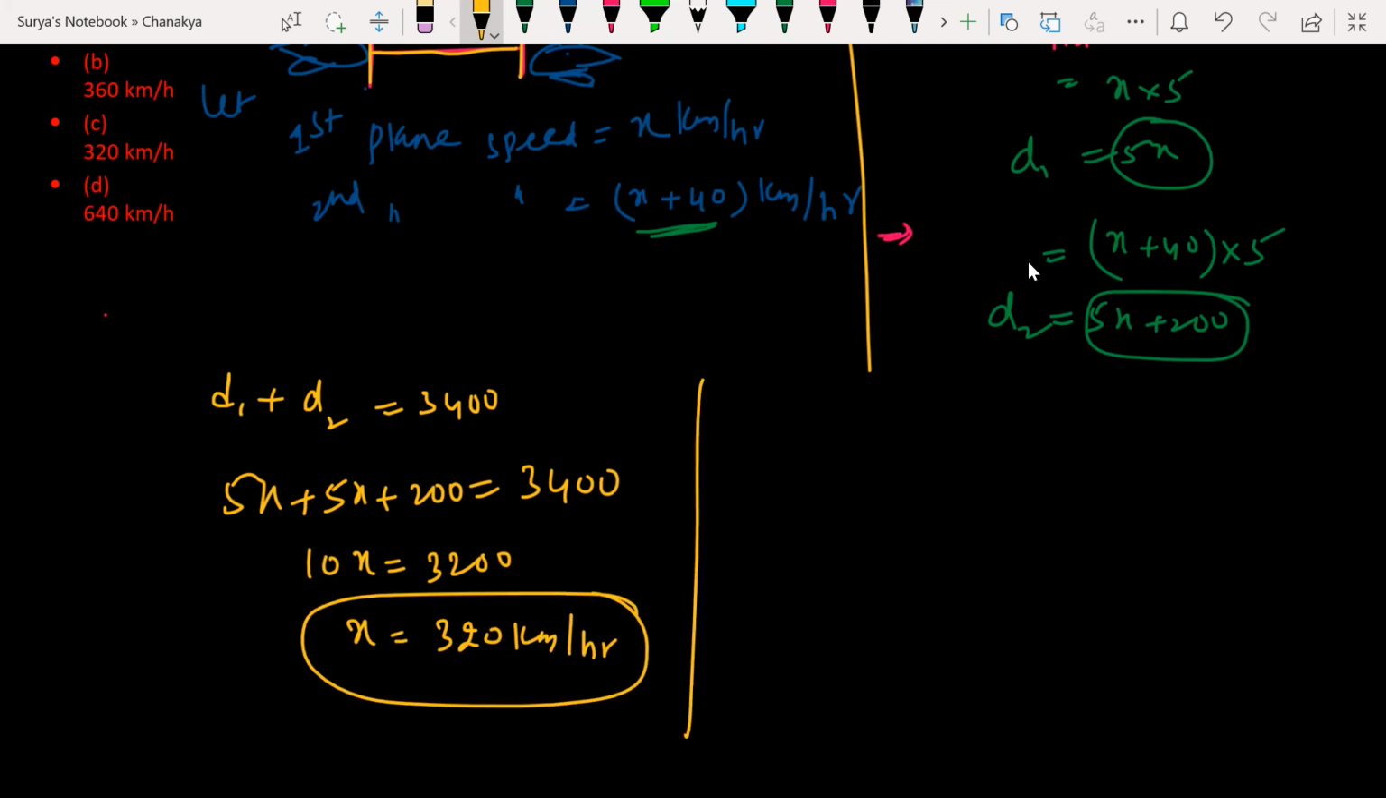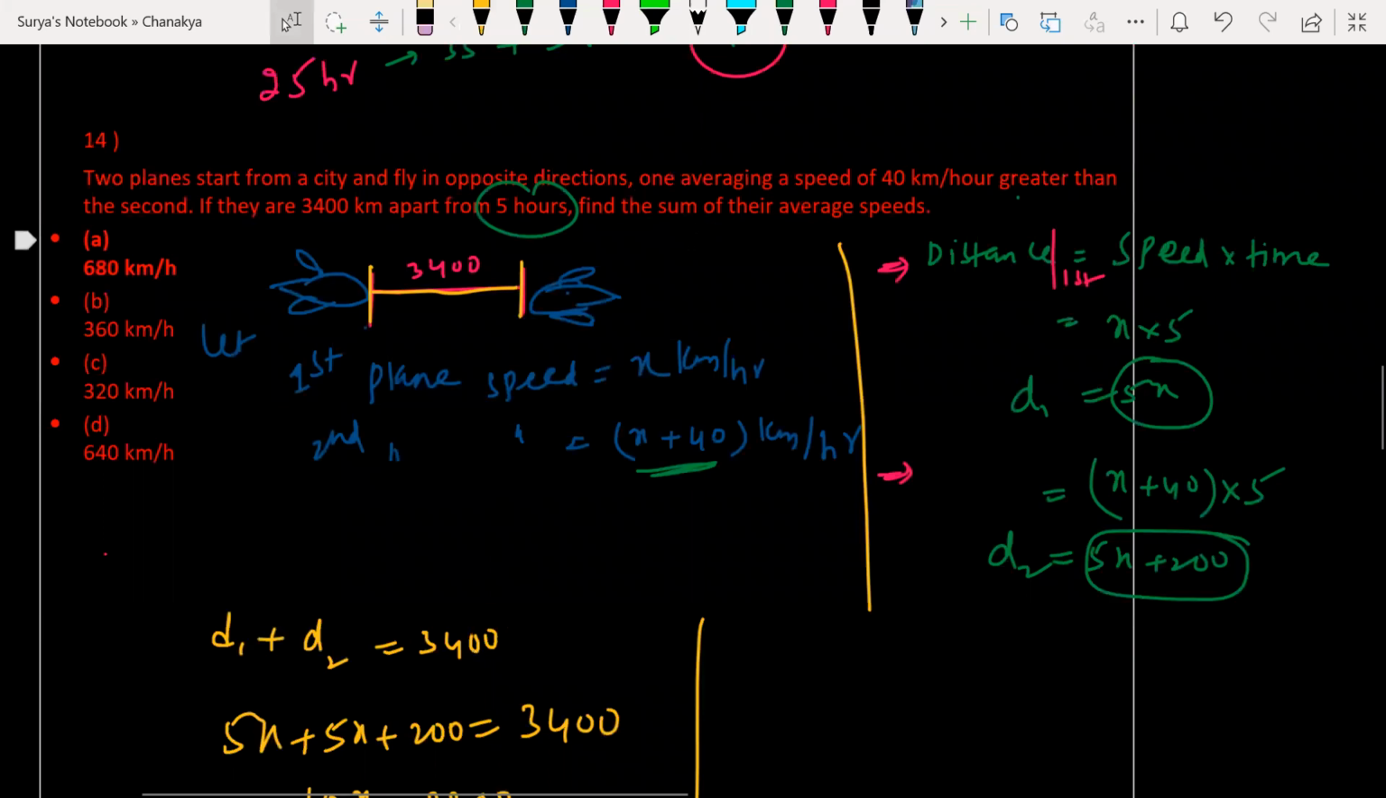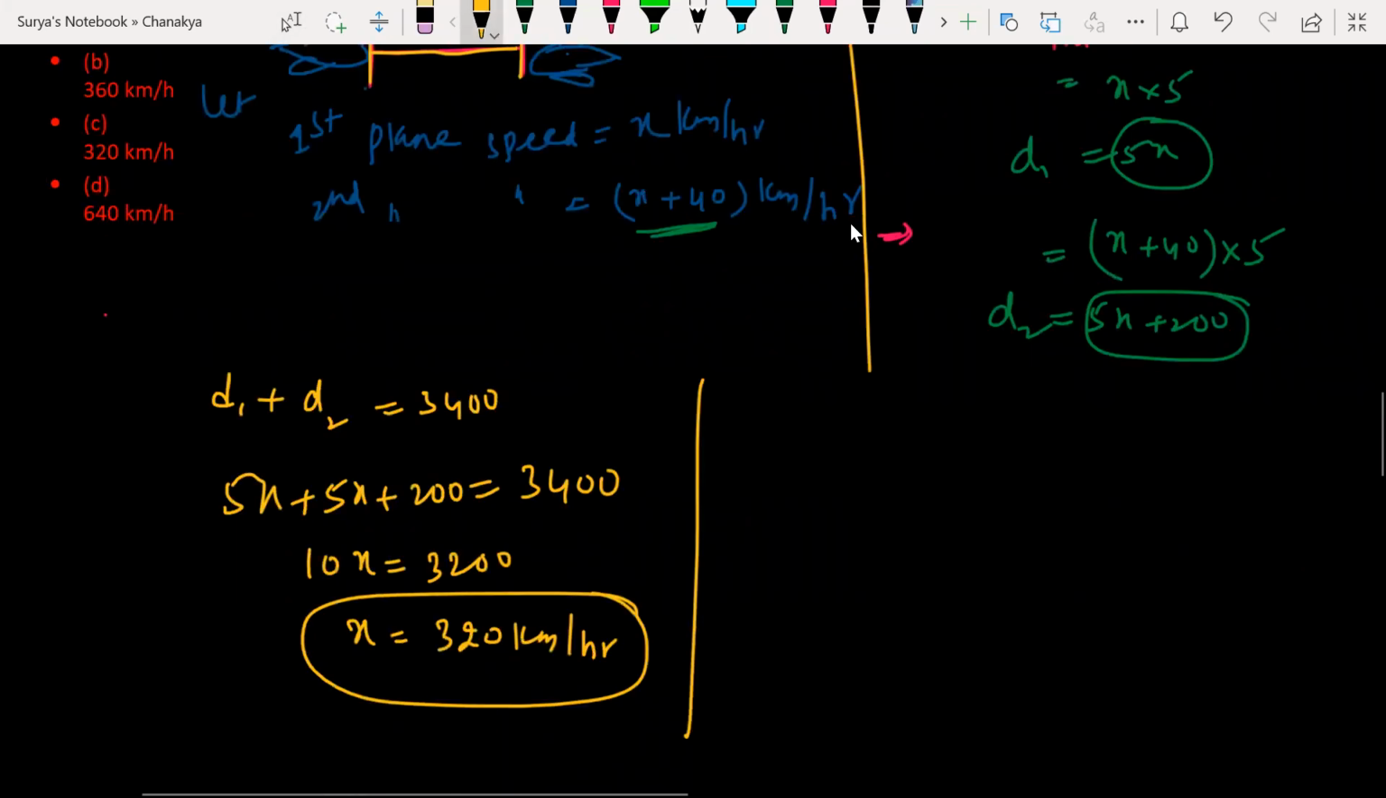Right? He's asking for what? Average speed, right? Kilometer per hour. Now, look, he's asking for what? The sum of their average speeds. Look at the sum of speeds.